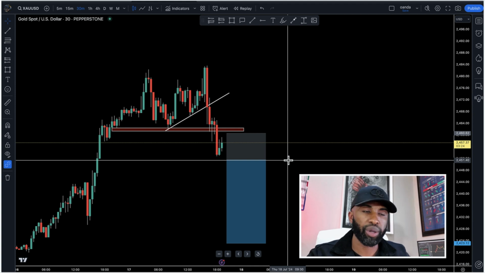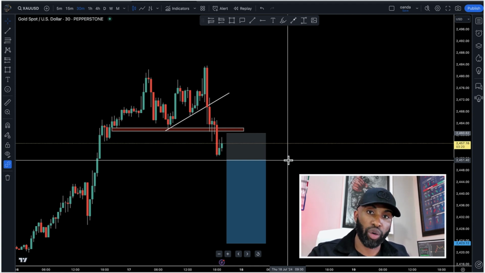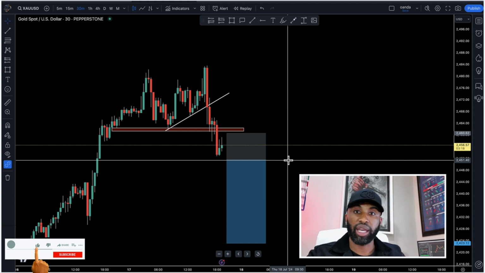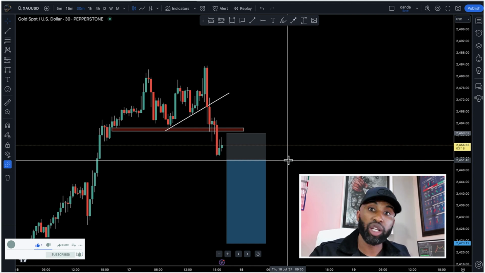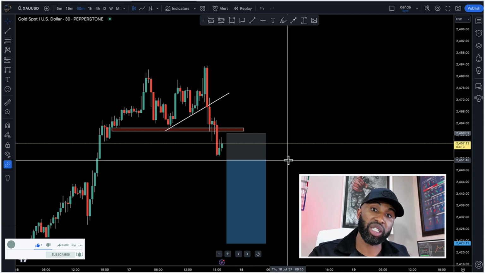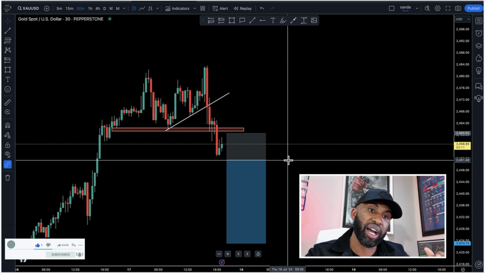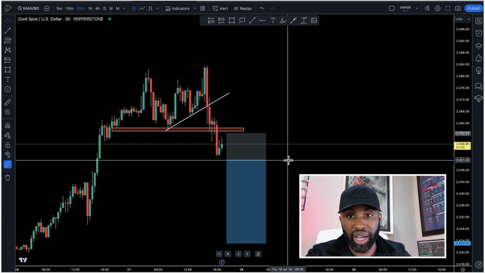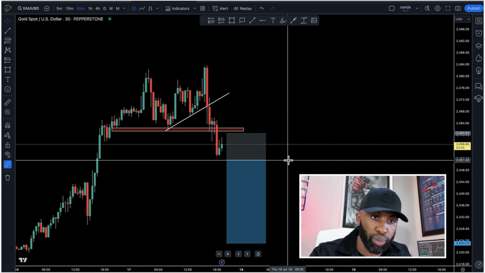A buy stop is an order to buy an instrument above the current market value. A sell limit is an order to sell an instrument at a specific price that is higher than the current market value. And a sell stop is an order to sell an instrument when the price gets to a certain level that is below the current market price.